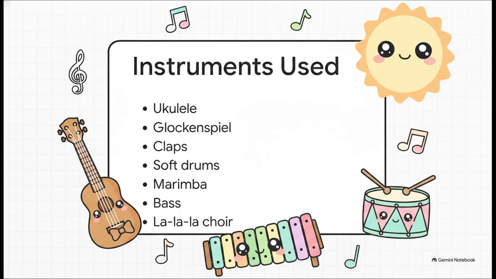So, how do they bring that 120 BPM to life? Through an incredibly specific lineup of instruments: ukulele, Glockenspiel, claps, soft drums, marimba, bass, and a children's la-la-la choir. Snappy, right? You'll notice there are no harsh synthesizers or aggressive percussion here. By blending these highly specific, non-threatening acoustic sounds, the creators are engineering an irresistibly happy, warm auditory environment. It basically sounds like a perfectly safe space to play.